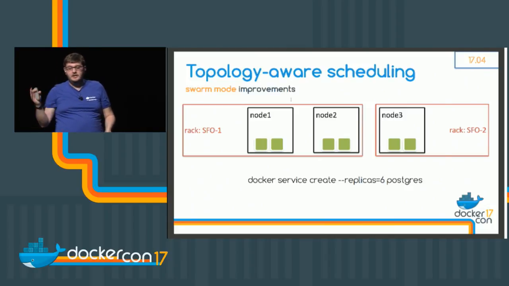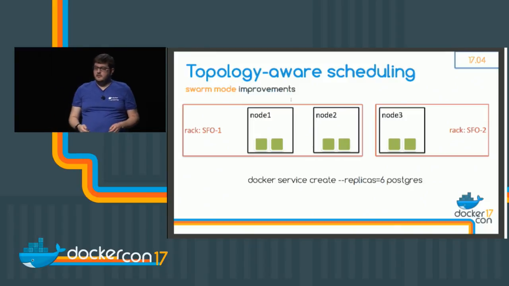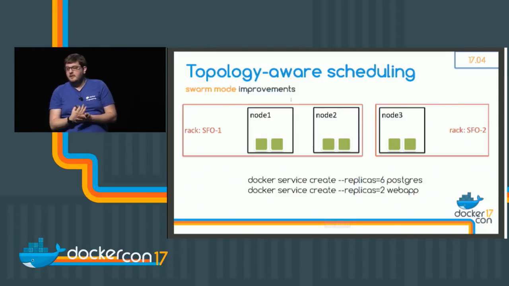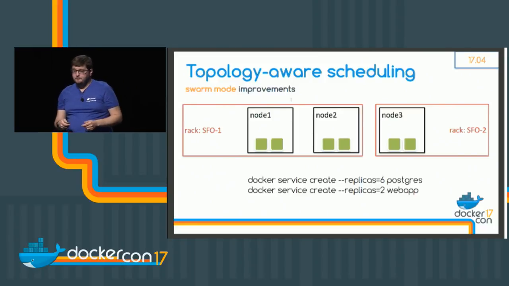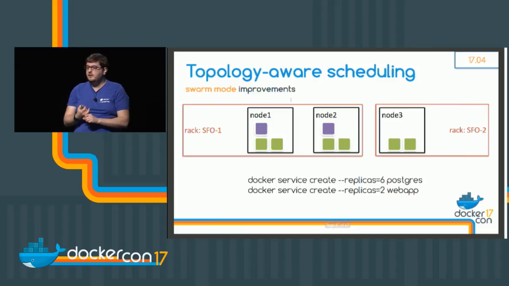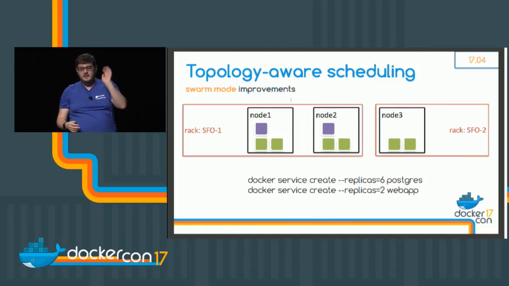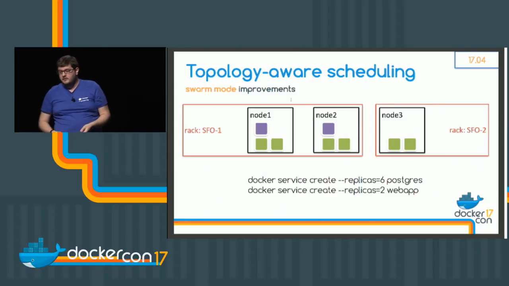When I do this, Swarm is going to spread the containers evenly, node by node. So you're going to end up with something that looks like this. And if I do the same thing with my web application, and this time I'm only putting 2 replicas, for example, it's very likely that you're going to end up in a situation like this, because it's going to start by node 1 and spread to node 2, and that's it.